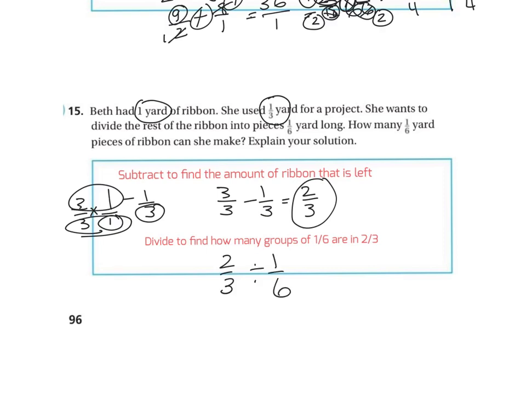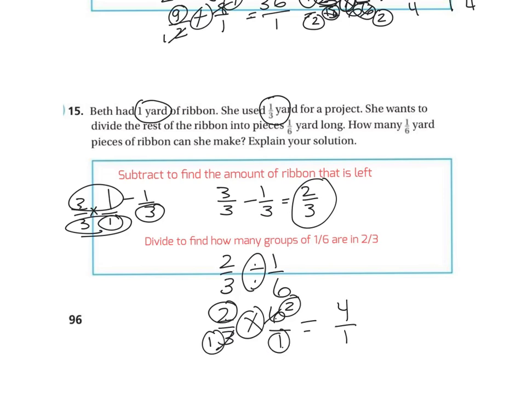Again, I don't want to use a model, so I'm going to change this into a multiplication problem. So I'm going to switch this to 6/1. Look for my common numbers. When I cross cancel, 2 and 1 can't be, but 3 and 6 can be. 3 goes into 3 one time, 3 goes into 6 two times. So now I have 2 times 2, which is 4, 1 times 1, which is 1, 4/1, or 4. So the answer is 4 pieces.